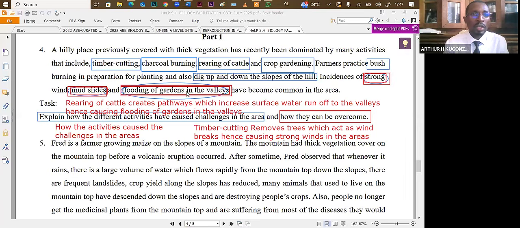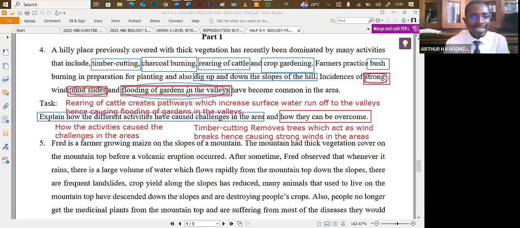Jerry is saying trees hold soil in place with their roots. When trees are cut, soil becomes loose and exposed. This leads to mudslides and soil erosion during rain. Aha, there is also another important thing here that Jerry has brought to my attention. I'm going to read for you Jerry's explanation of our point of timber cutting. He's saying trees hold the soil in place with their roots. When the trees are cut, soil becomes loose and exposed. This leads to mudslides and soil erosion during rain.